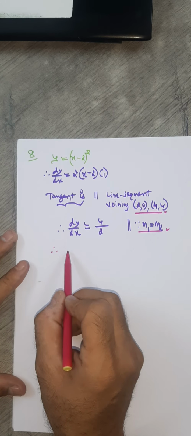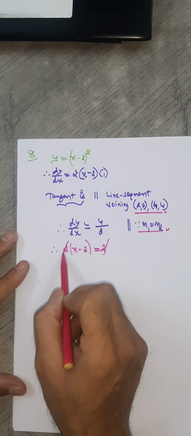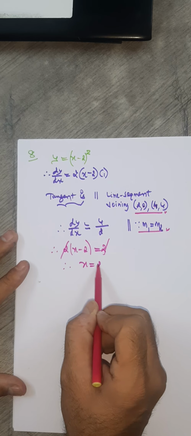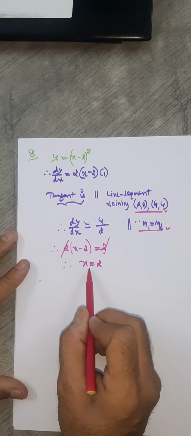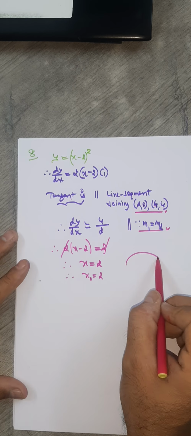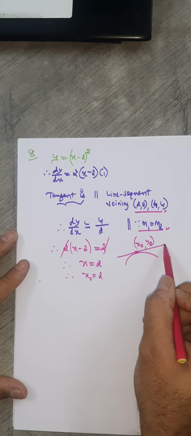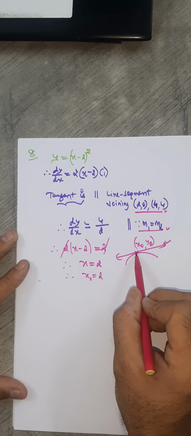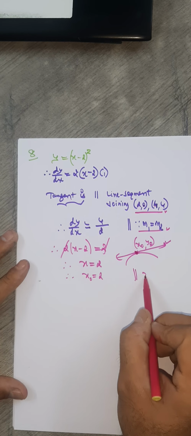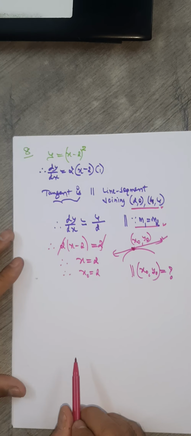What is dy by dx? 2 into x minus 2 equals 2. The 2 will get cancelled, so x equals 2. Indirectly, you can write the point of contact as x0, y0. The slope you were given, and you are finding this point. I hope the question is clear to you.